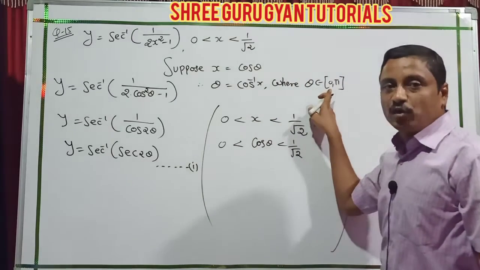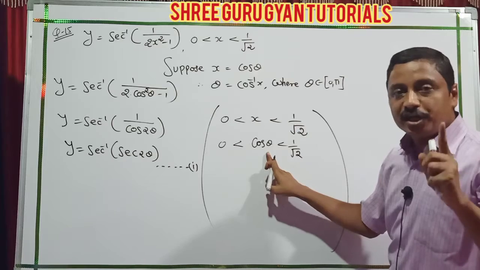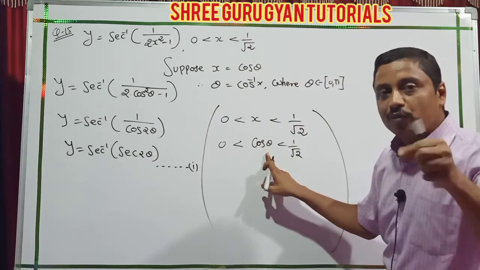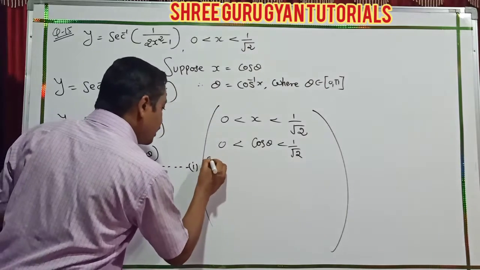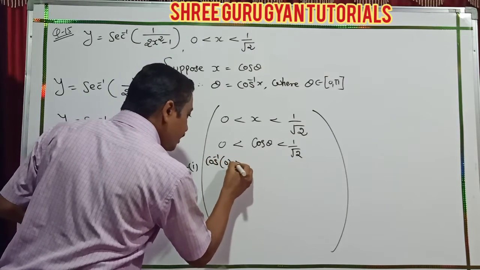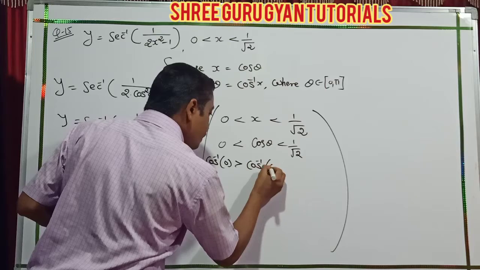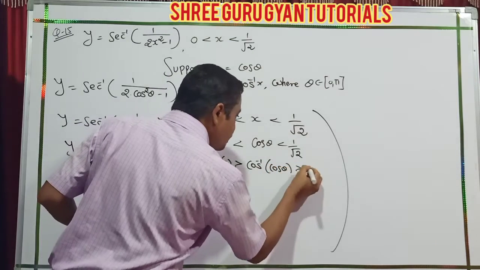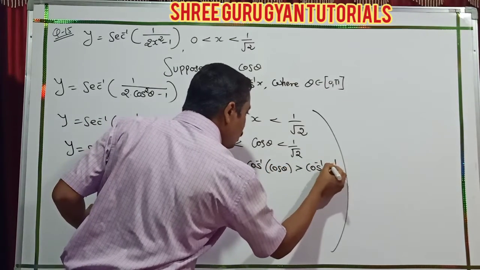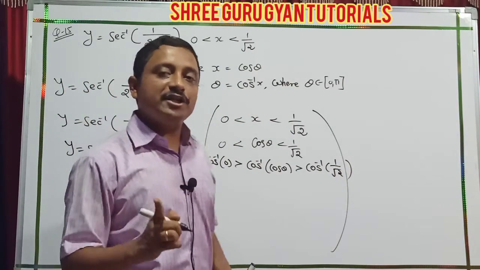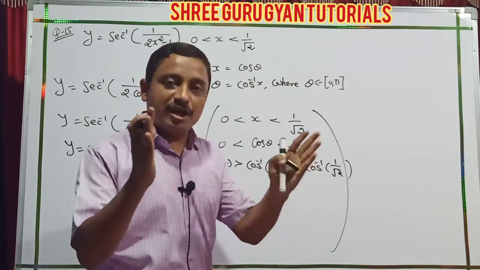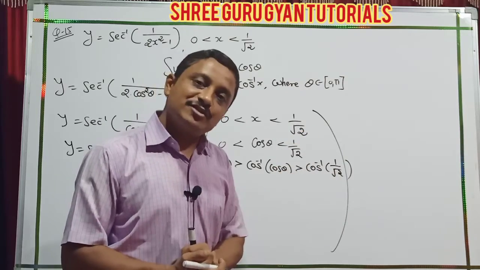Students, in the first and second quadrant, cos is a decreasing function. So the inequality changes after applying our cos function. So here, applying cos inverse, the inequality changes, and here also the inequality changes. Again, I repeat, why does the inequality change? Cos is a decreasing function, that's why.